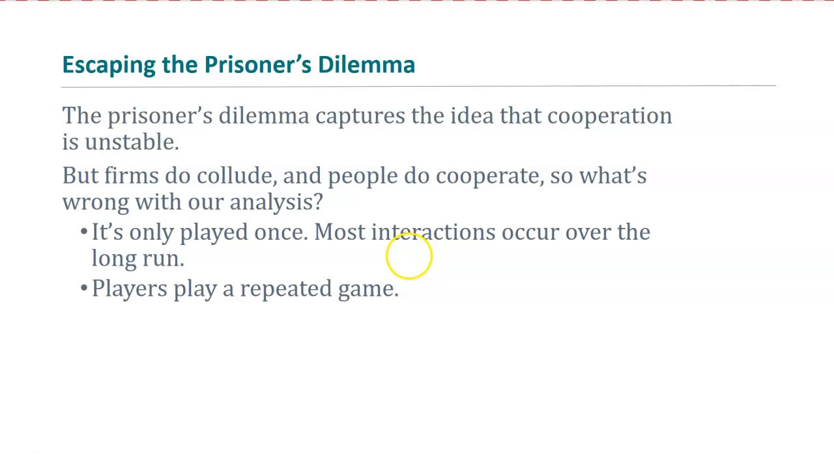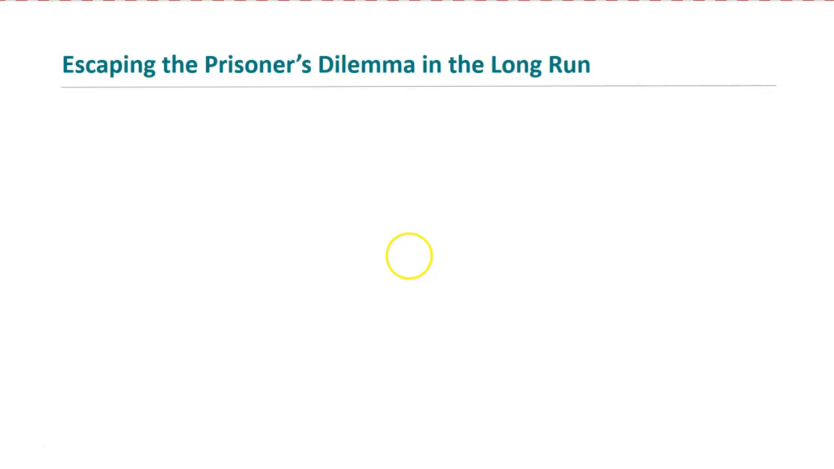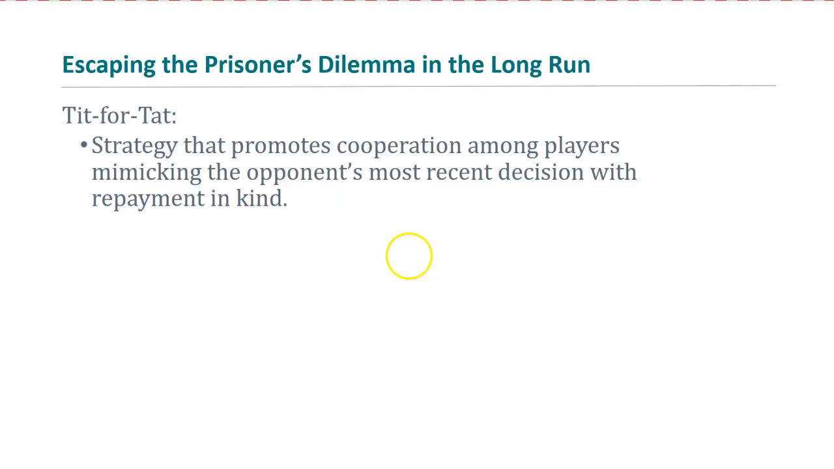So when we have a repeated game, when it's not a one-shot deal, then oftentimes we'll see that we do have some cooperation, because players will compare the short-run gains from cheating to the long-run losses they might suffer if that cooperation breaks down. So a lot of times they'll play a strategy instead of just playing what's best for me. They'll play sometimes the long-run strategy called tit for tat. So this is a strategy that promotes cooperation among players, because the players are mimicking each other's most recent decision and repaying in kind.